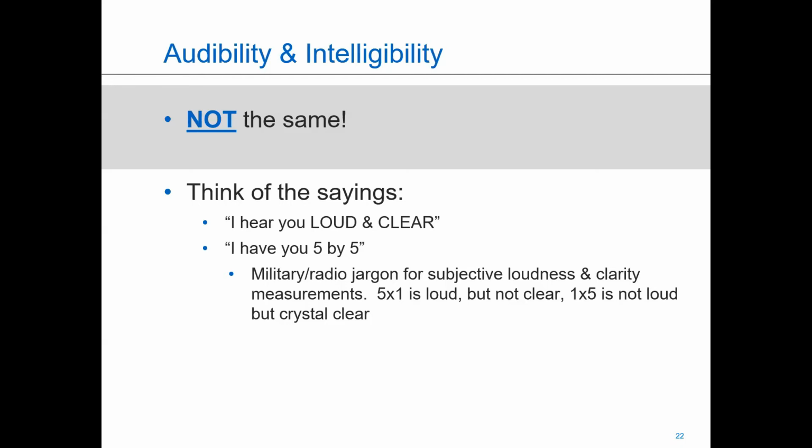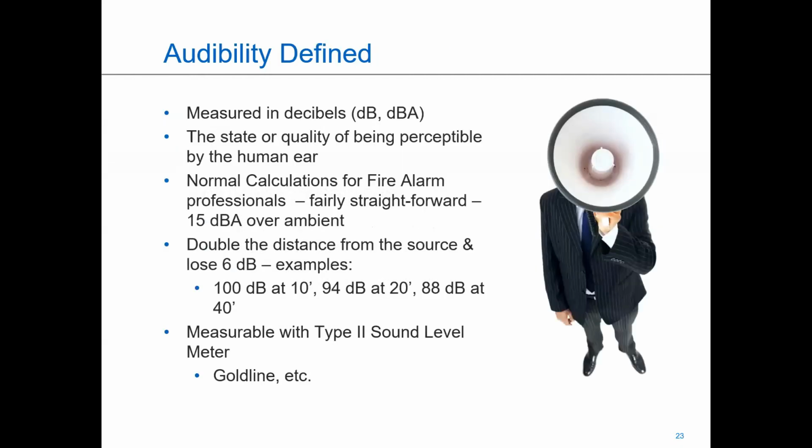When you're talking about audibility, let's talk about how it's defined. dB or dBA is how it's measured. Calculations in the fire world are very simple and straightforward. They look for a level of noise 15 decibels over the ambient noise that's currently in the facility. So now we're talking about audibility, meaning we have to have the sound above a certain range when it comes to the audible level.